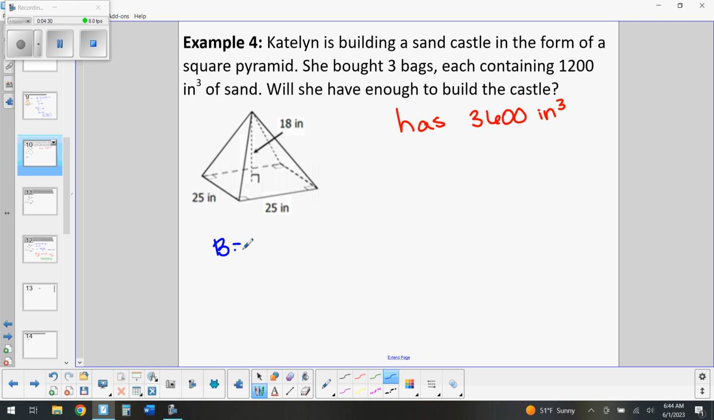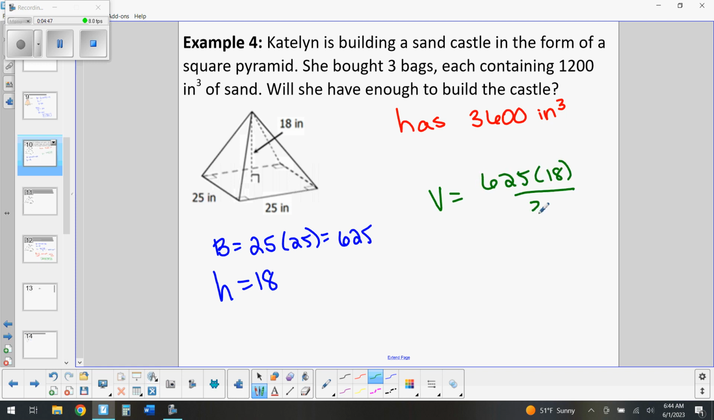So my base is going to be this square, 25 times 25, or 625. The height is 18. So we have 625 times 18 over 3, which is 3,750 cubic inches, which is more than what she has, so no, not enough.